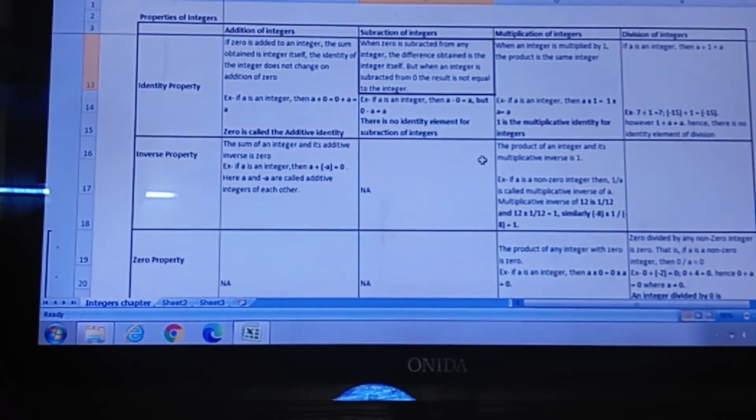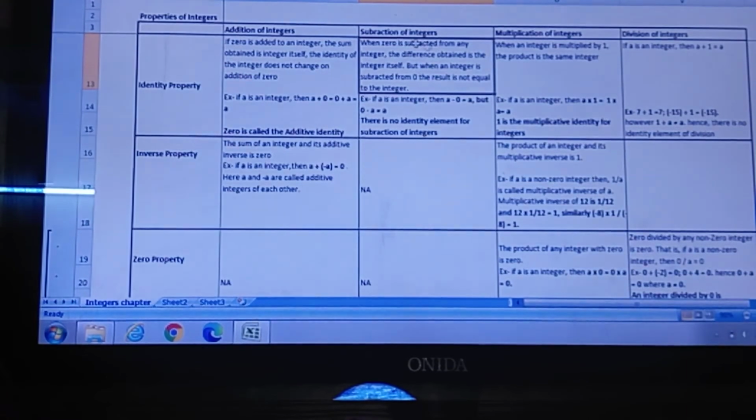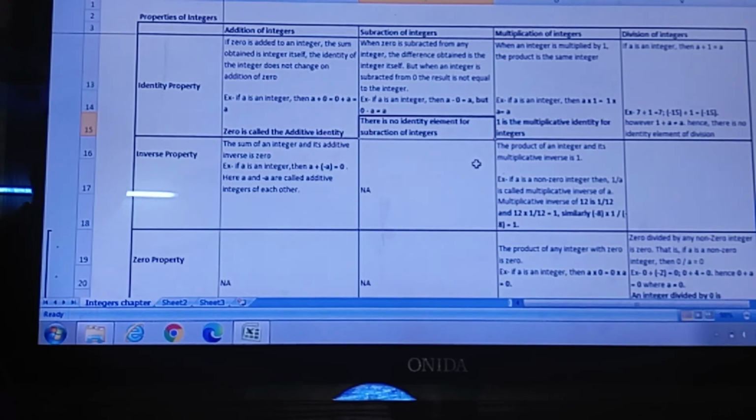Moving on to the subtraction case. When 0 is subtracted from any integer, the difference obtained is the integer itself. But when an integer is subtracted from 0, the result is not equal to the integer. So what it is trying to tell you is that when 0 is subtracted from an integer, the difference will still be the integer, but when an integer is subtracted from 0, it will not be the same. When a is an integer, a minus 0 is equal to a, but 0 minus a does not equal a. Therefore, there is no identity element for subtraction of integers.